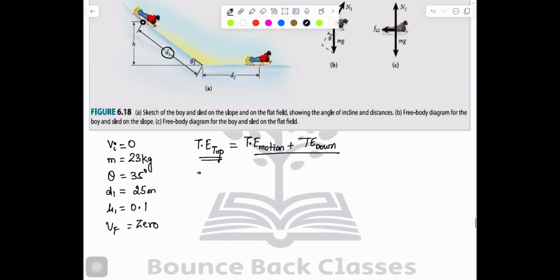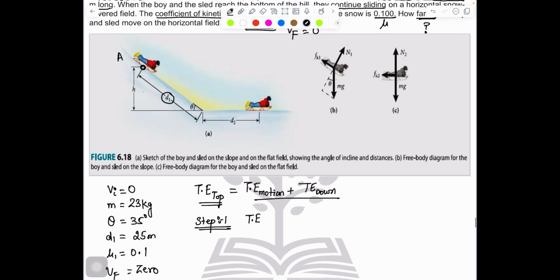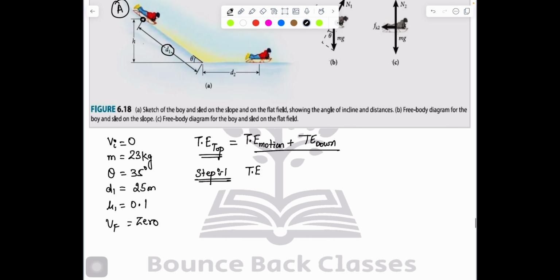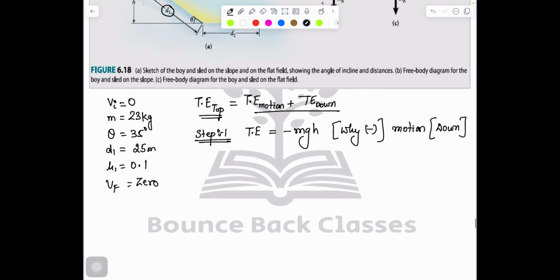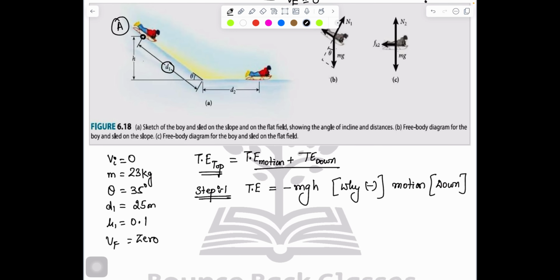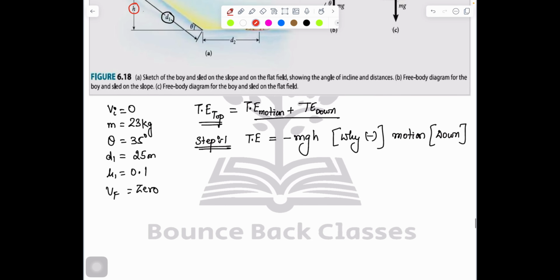Step number 1: what is the total energy? Let's say this is point A. So what is the total energy? Can I say negative mgh? Why negative? Because the motion is down, we are going down. Do you understand? So what is the height? The height is this one. I'll change the color. This is your height.